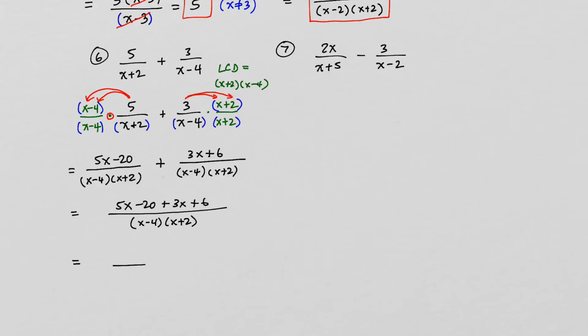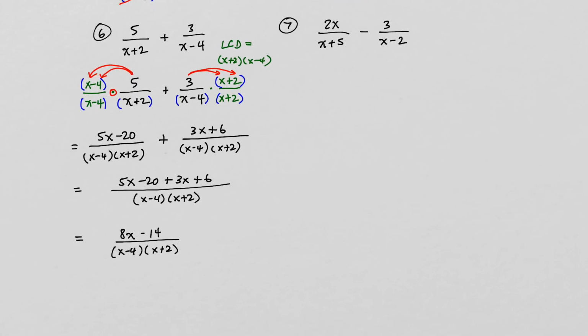And when you combine like terms in the numerator, 5x plus 3x is 8x. Negative 20 plus 6 is negative 14, and that's over x minus 4 times x plus 2. And now the question is, can you simplify the fraction? Well, the answer is no. So I'm going to box the answer here, but I'm going to show you why the answer is no.